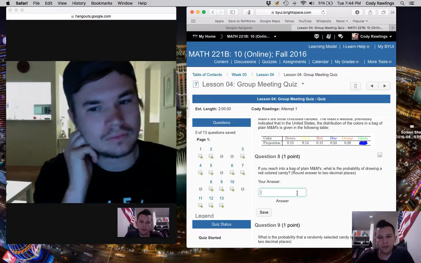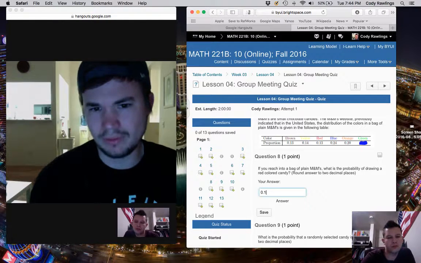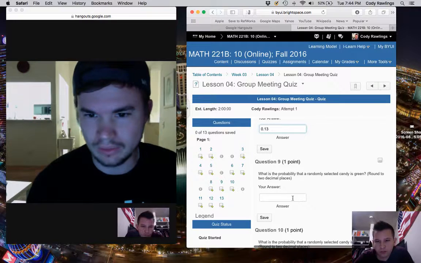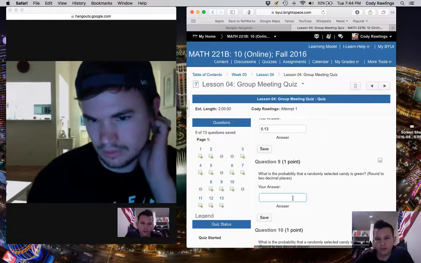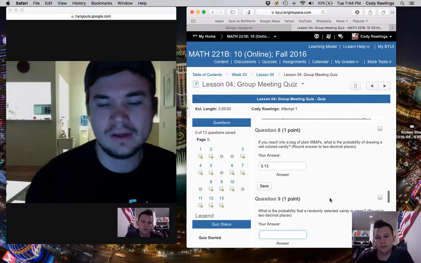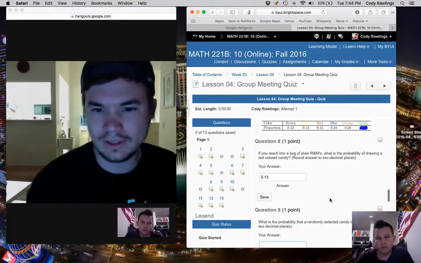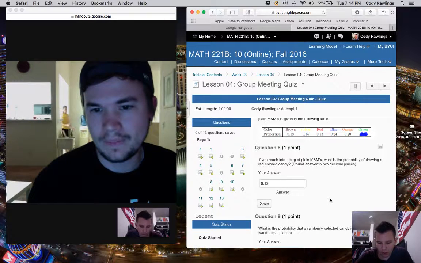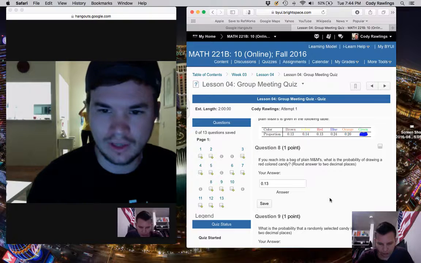So the probability of brown is 0.13, yellow 0.14, red 0.13, blue 0.24, orange 0.20. And then green is the only one that we're not given. So to get green, which is the next answer, they're going to want to add all of the other ones together and then subtract that from 1.